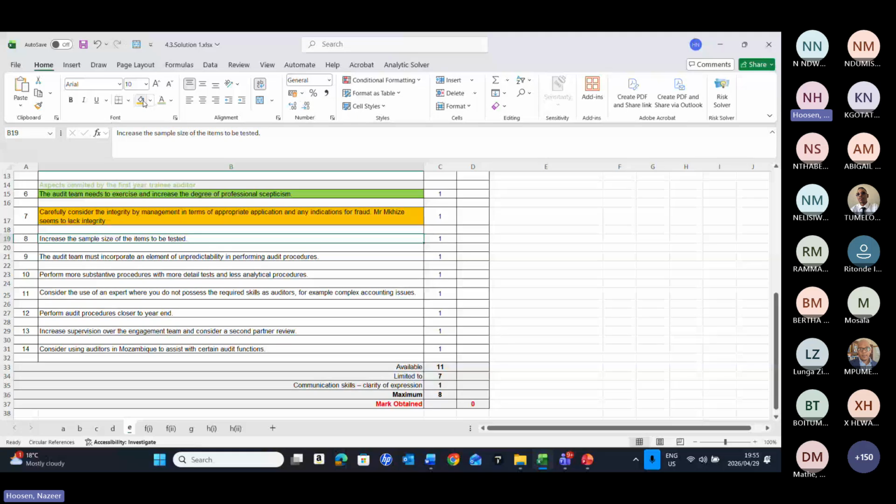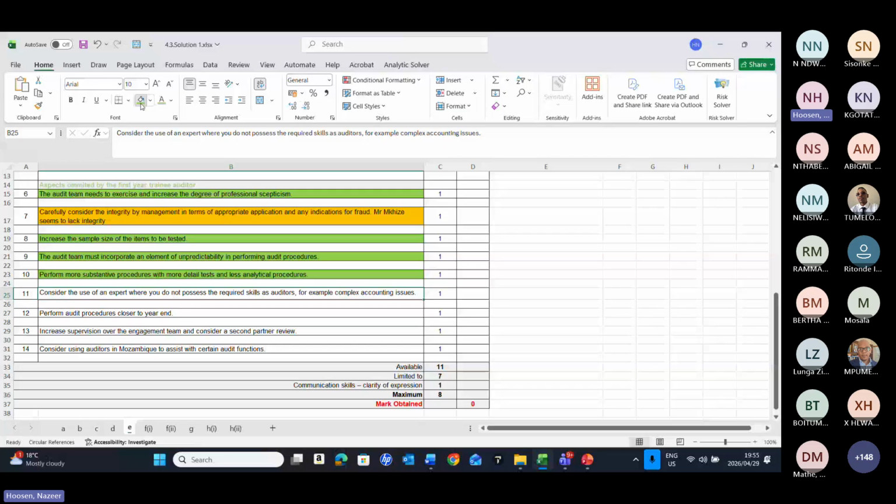Increase the element of unpredictability. Perform more substantive procedures with less test of detail. We stated that. Use an expert. Somebody said the fraud expert. Perform audit procedures closer to year end. Did anybody get that? Yes, yes. I think I heard that.